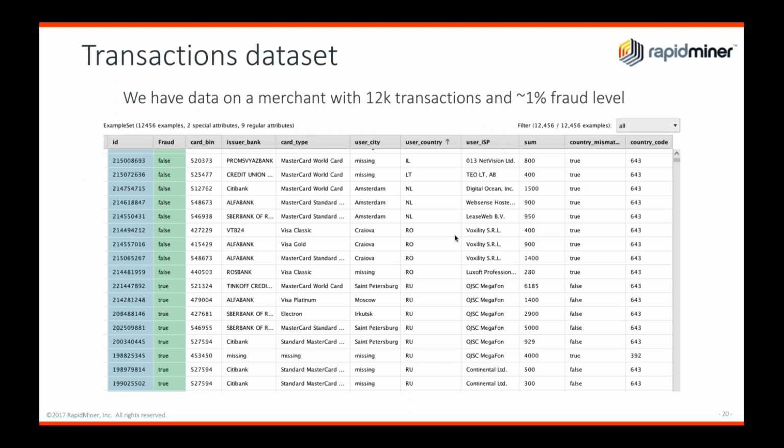This is the snapshot taken from the real data set, and we're considering a merchant with some 12,000 transactions, and this merchant has around 1% of fraud level, which is pretty high, by the way. So we need to put it well under control. And as you see on the picture, we have different kinds of data like bank data, cards data, geographic data for customers, also information about the internet service provider, some transactional data like sums of the transaction, etc.